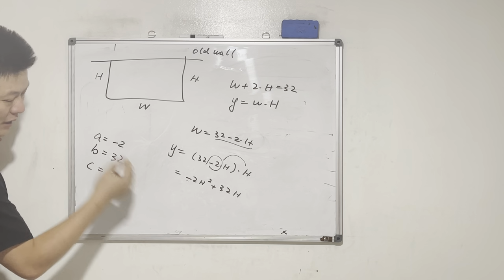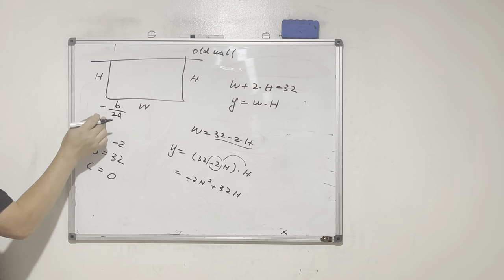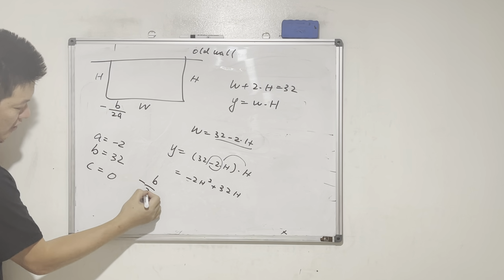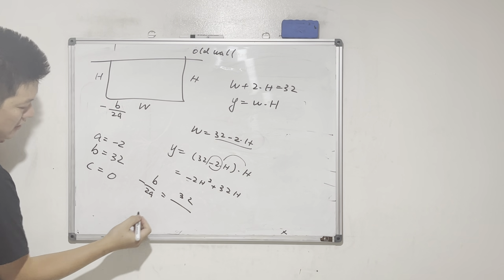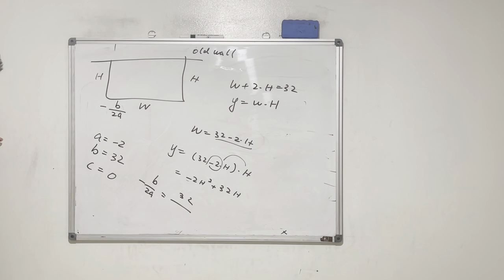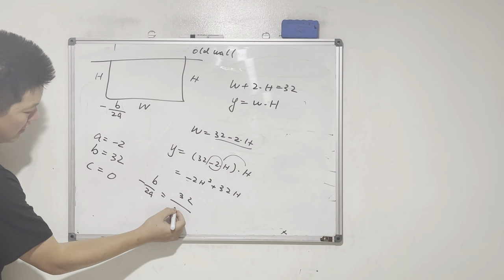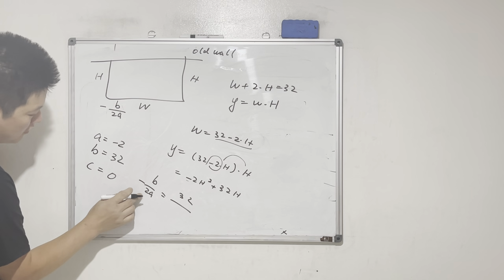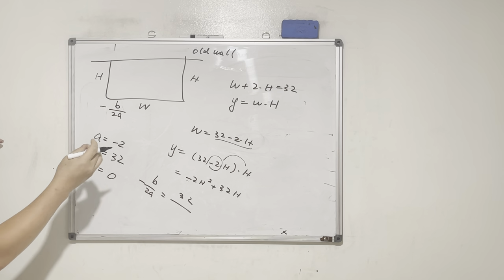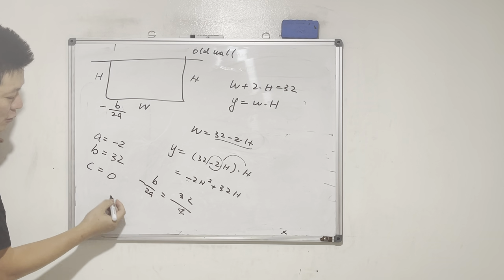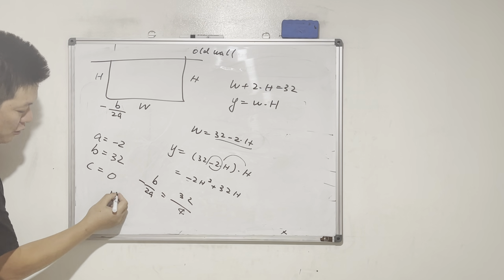Okay, what's its axis? What's its axis? This value, 32, minus what? Divided by minus 4, right? We have 2 times minus 2 is minus 4. We have a negative, so double negative makes positive, that would be 8. So what's H?